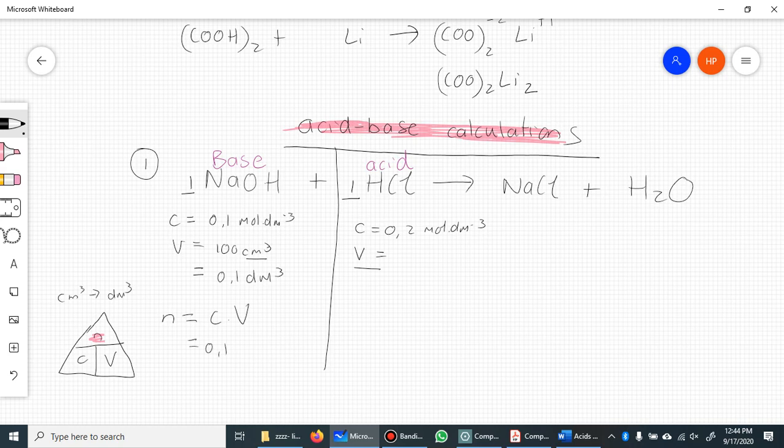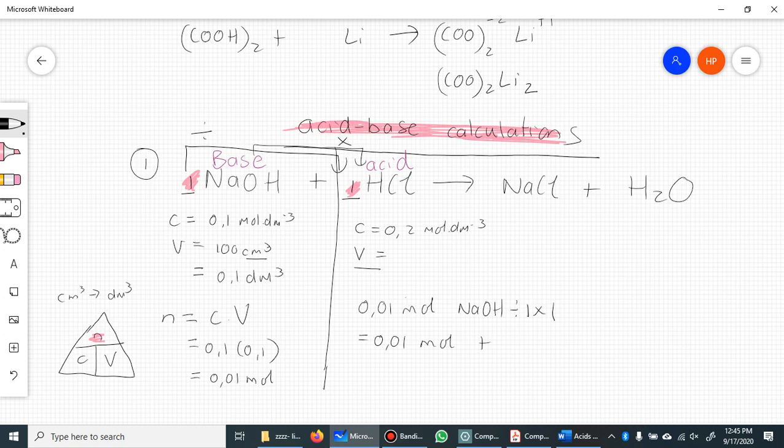Okay, so the concentration is 0.1, the volume is also 0.1, so it gives me 0.01 mole. Then if I use my mole ratio, 1 mole of this would react with 1 mole of this. So I go 0.01 mole of sodium hydroxide divided by 1 times by 1. If you've forgotten where I got that from, that's from the mole ratios in front. Divide by the one you're with, times by the one you're going to, gives me 0.01 mole of HCl.